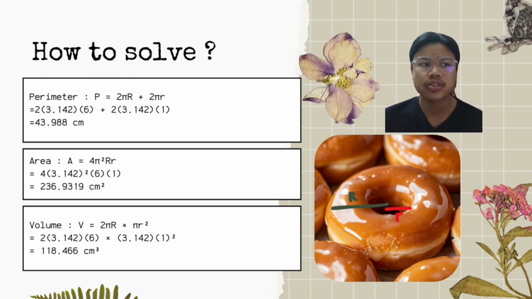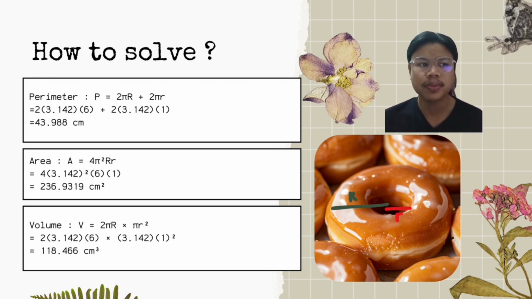However, to calculate both, we will first need to determine the radius of each. The radius that goes from the center of the donut to the edge of the donut, we will call capital R. The lowercase r will be the inner circle that makes up the donut. In this example of the average Dunkin' donut, let's say that capital R is 6 cm and lowercase r is 1. So now that we know the radius, let's solve the perimeter of the donut.